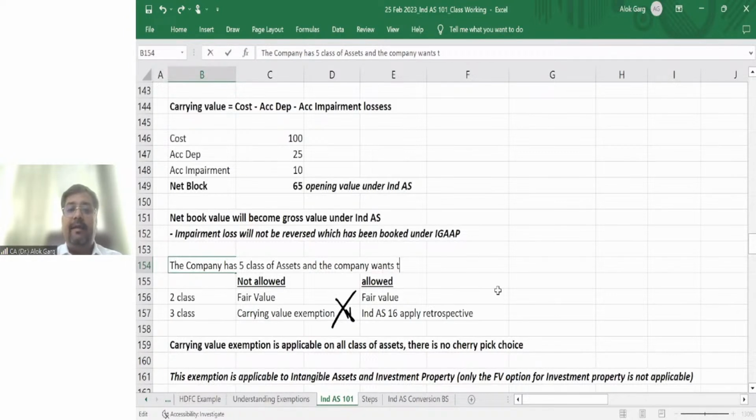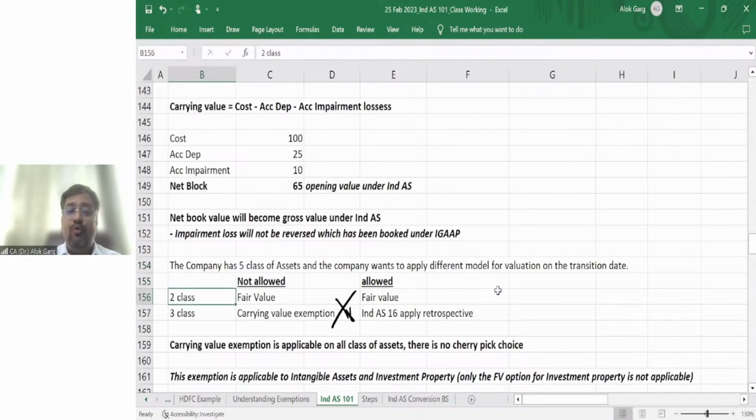The company has 5 class of assets and the company wants to apply different model for valuation on the transition date, right? On 2 class, company wants to fair value. On 3 class, company wants to apply carrying value exemption. Carrying value exemption means the previous GAAP value is the opening Ind AS value. So this is not allowed.